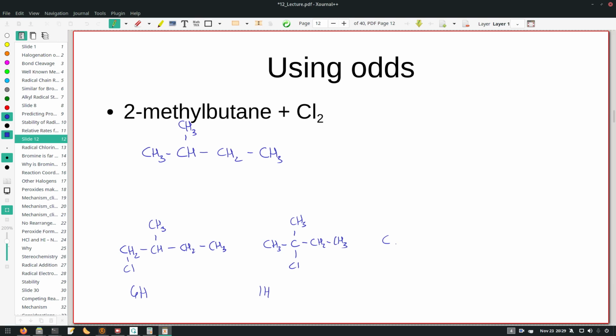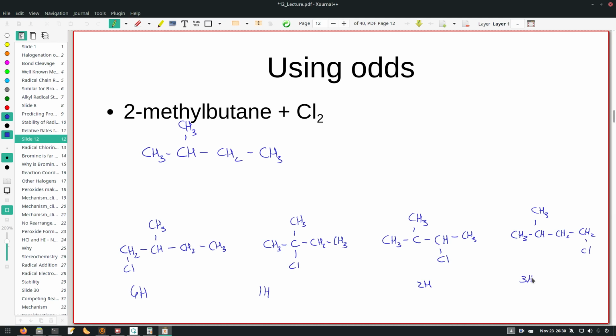All right, our next one, go one more carbon over. There's 2 hydrogens that could give us this one. And then our final one, there are actually 3 hydrogens that could give that one to us.